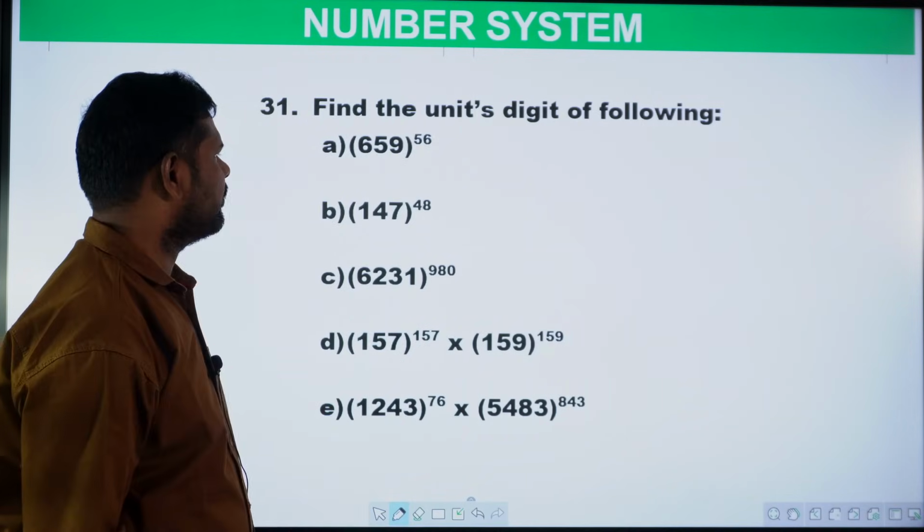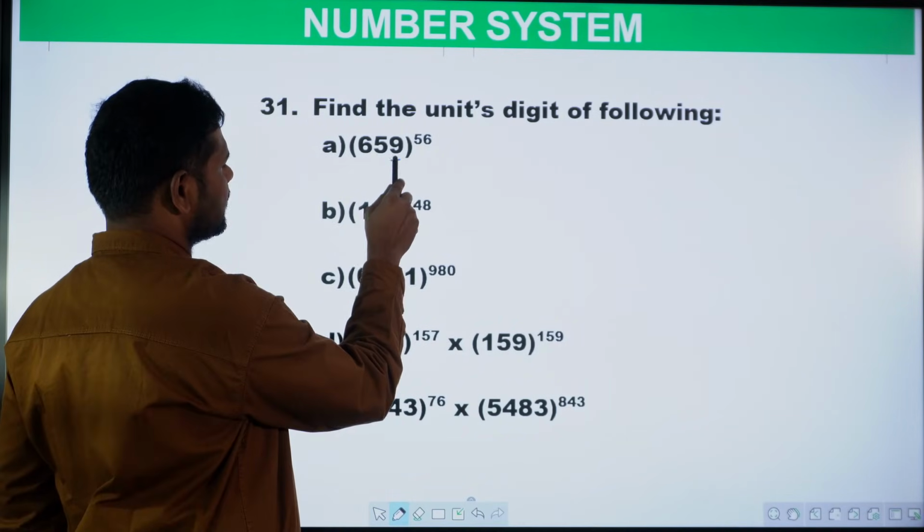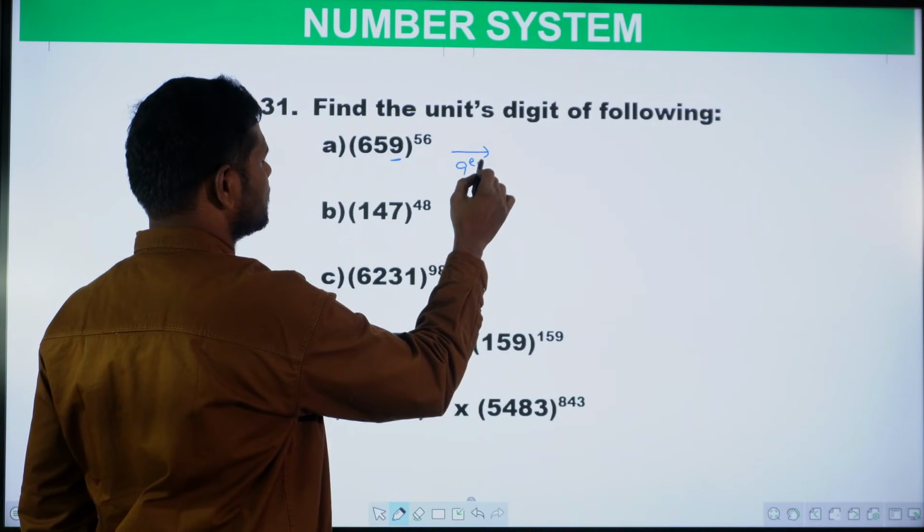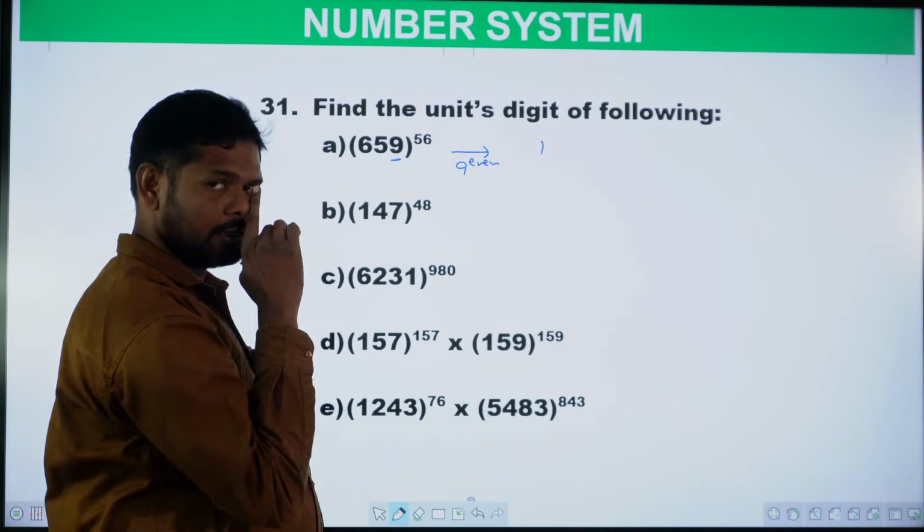Now 659 whole power 56. What is the units digit? 9 power even means the units digit is 1. That's it. Next.